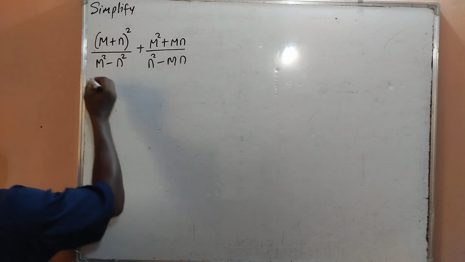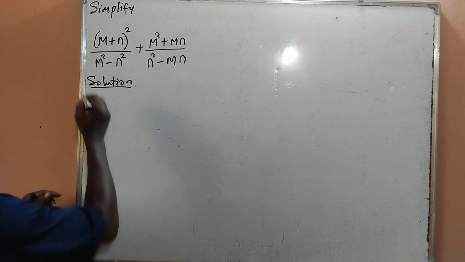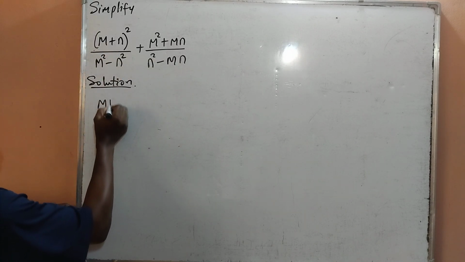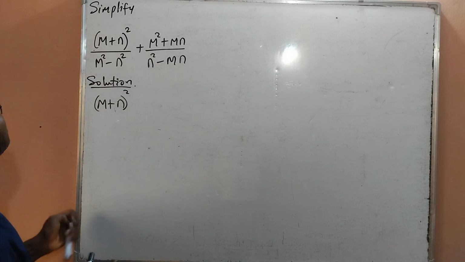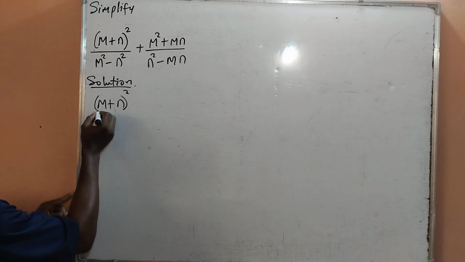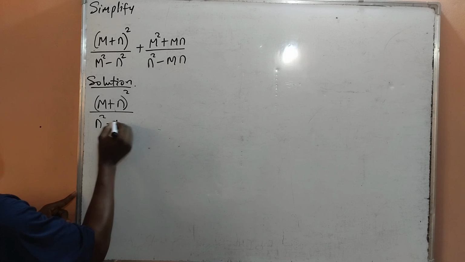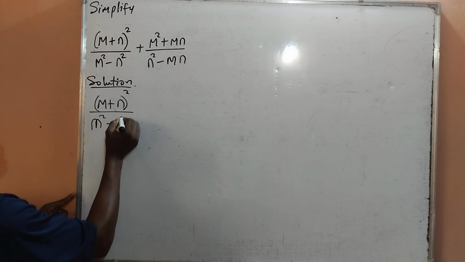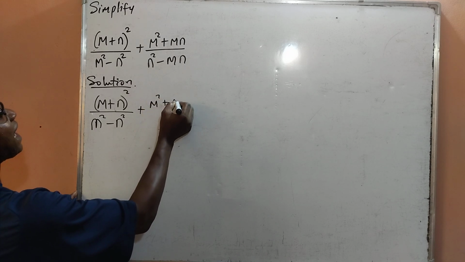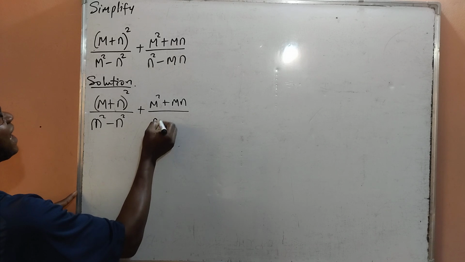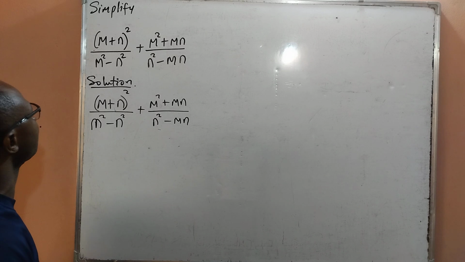We dive in. Solution to the simplification question, algebra. I am given (m plus n) all raised to the power 2, and at the denominator, what I have is m squared minus n squared, then plus m squared plus mn all over n squared minus mn. That is the given question. Nothing has been done on it.